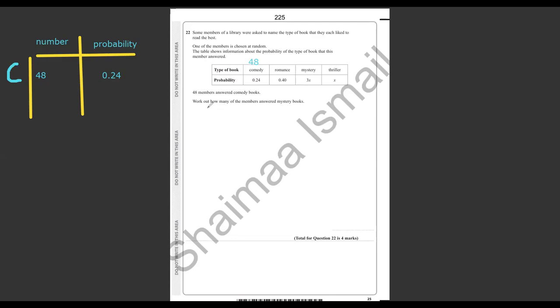Okay, work out how many of the members answered mystery. First of all, we get the value of x by adding 0.24 plus 0.4 plus 3x plus x, which gives us a total of 4x, because here is 1x, plus 3x, plus here equal to 0.64. All this, remember, I said this row is equal to 1. So now we're solving like a normal equation, 4x plus 0.64, which equals 1.